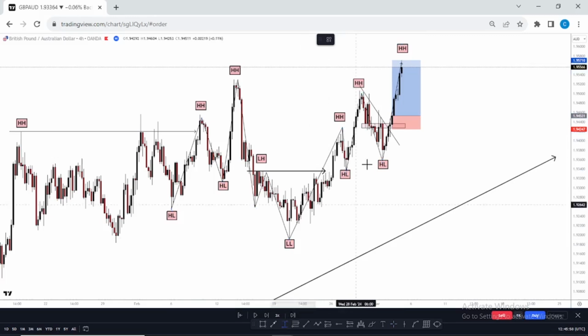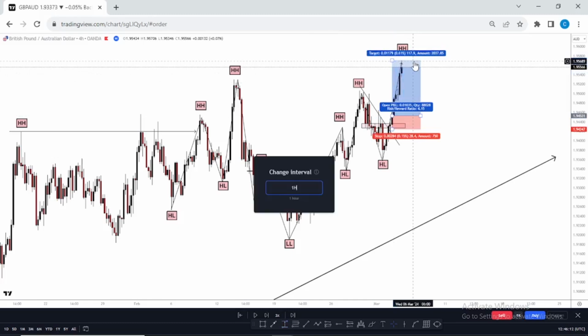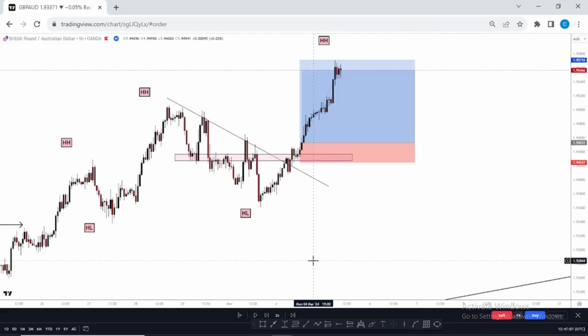So I'll show you how I was able to capitalize on this 100 pip move. Alright. So now coming down to our H1 time frame, right? We already know from the structures we've identified that we are in a bullish trend.